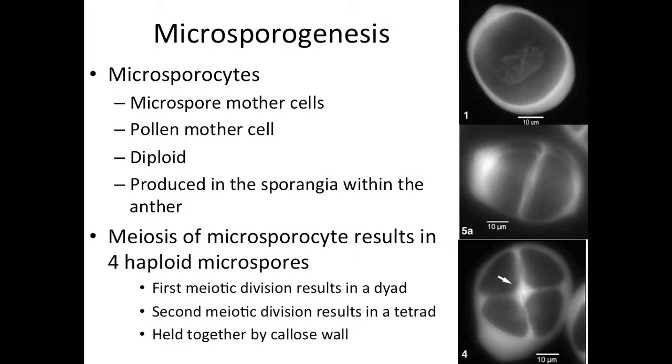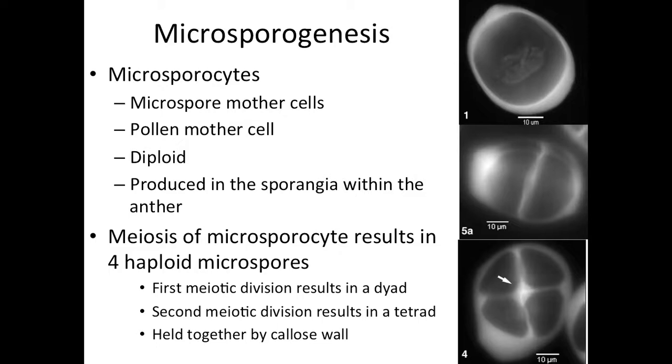All right, so let's look at microsporogenesis in a little bit more detail. So the cells that begin microsporogenesis are microsporocytes. Those are diploid cells. You can also call microsporocytes microspore mother cells or pollen mother cells. Those are all synonyms. But you need to remember that these microsporocytes are diploid cells. They're produced by the sporophyte body in the sporangium. And these microsporocytes are the cells that will undergo meiosis to become spores.